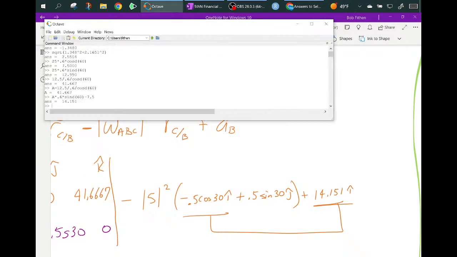Okay. Minus and a minus. These two terms are plus, so I'm going to just say 14.151 plus 25 times 0.5 times cosine of 30 degrees gets you 24.976.